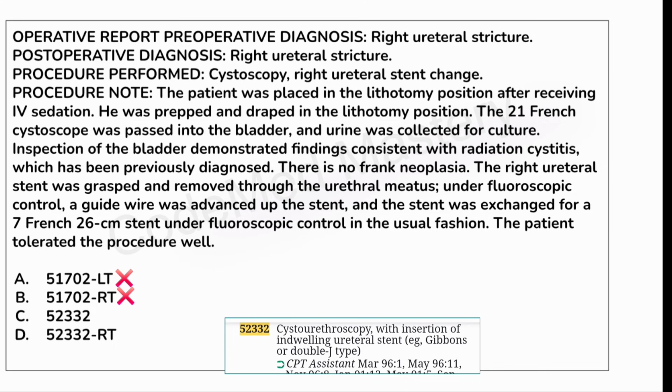Now we are left with option C and D. In option D, they have given RT modifier, which is for right side. You can see in the procedure performed, they have mentioned cystoscopy, right ureteral stent change. Therefore, we have to put RT. The right answer is option D.